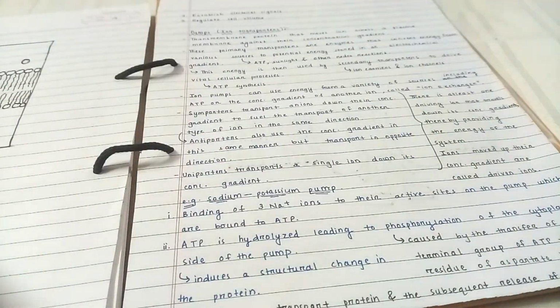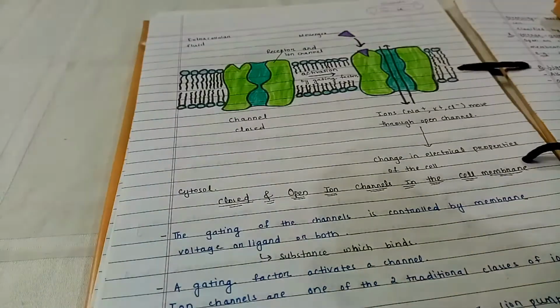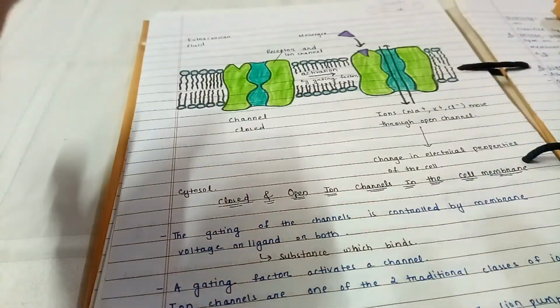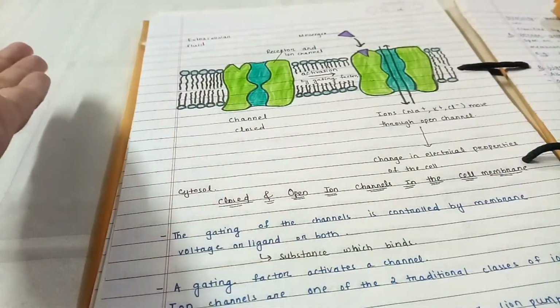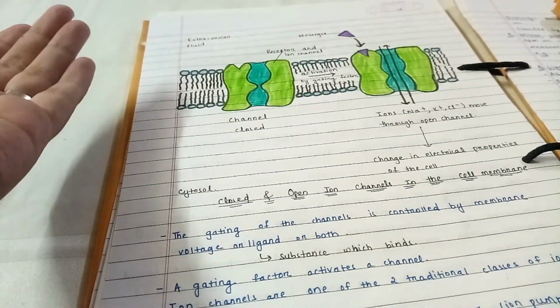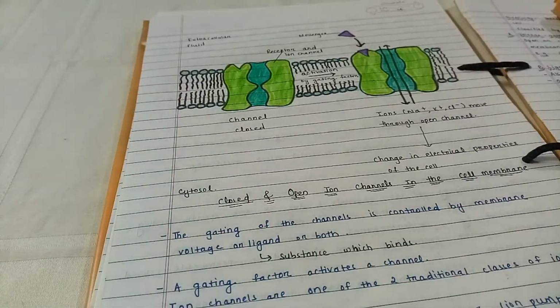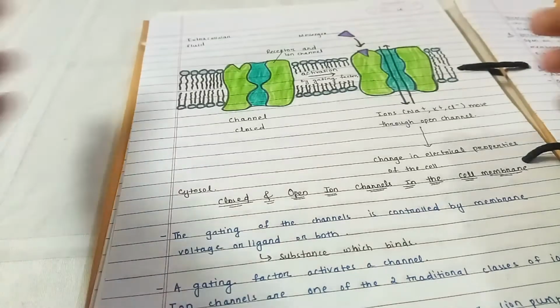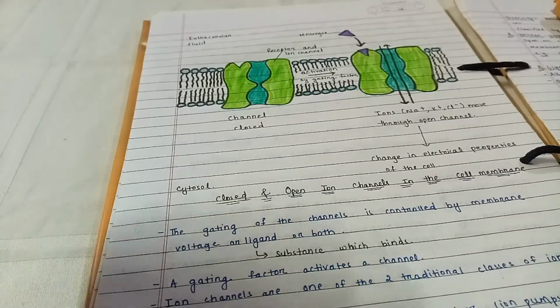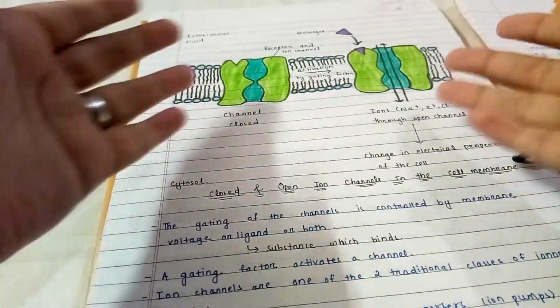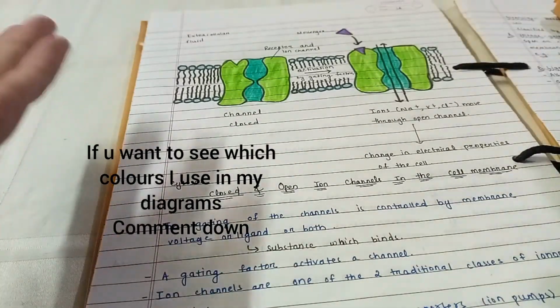For diagrams, so this is the diagram. I have first drawn it using a pencil and then outlined it using a sketch pen and then colored it. I don't usually color my diagrams, but since it was a very extensive diagram that needed coloring, else it would be a bit difficult to understand what is what, that's why I colored it. There are very few diagrams that I color.